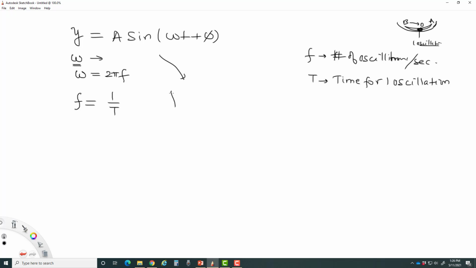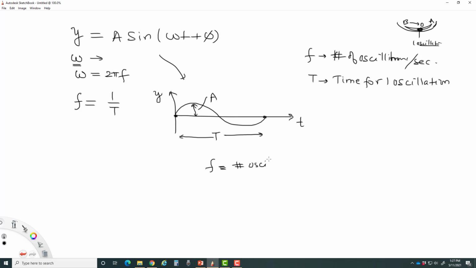So this equation is basically a sine equation. That's displacement from the equilibrium, and this is time. So this distance is the amplitude, and the time to make one complete oscillation, starting from here to here, is one complete oscillation. That is the time period. And frequency is basically how many such complete cycles are made in 1 second, the number of oscillations per second.